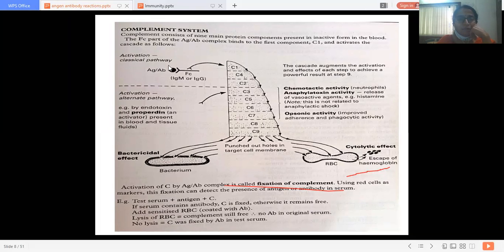Whenever an antigen antibody complex forms, see, this black dot is the antigen and this is the antibody, of the IgM or IgG class of immunoglobulin. Now the cascade augments the activation and effects of each step to achieve a powerful result at step 9. So there is chemotactic activity and anaphylactoxin activity, which releases vasoactive agents, that is, release of histamine. Then opsonic activity also happens here, with improved adherence and phagocytic activity.